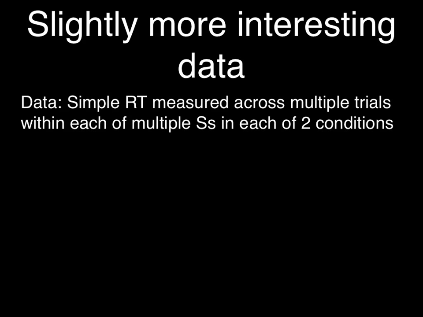So let's look at some slightly more interesting data. Simple RT again, but let's say we're measuring it in multiple trials within each of multiple subjects, same as last time, but then also within each of multiple conditions. So we've got 2 conditions manipulated within subjects, but within each condition we've got multiple observations. So again, it's hierarchical because you have trials within subjects.